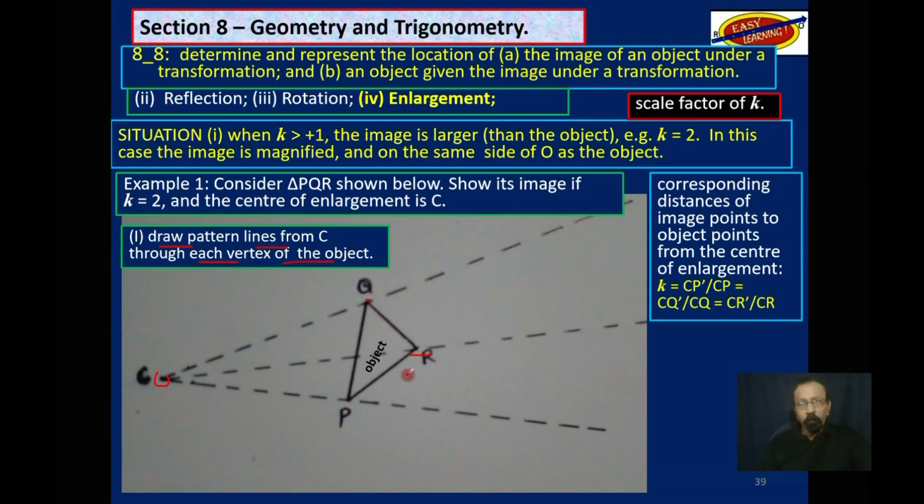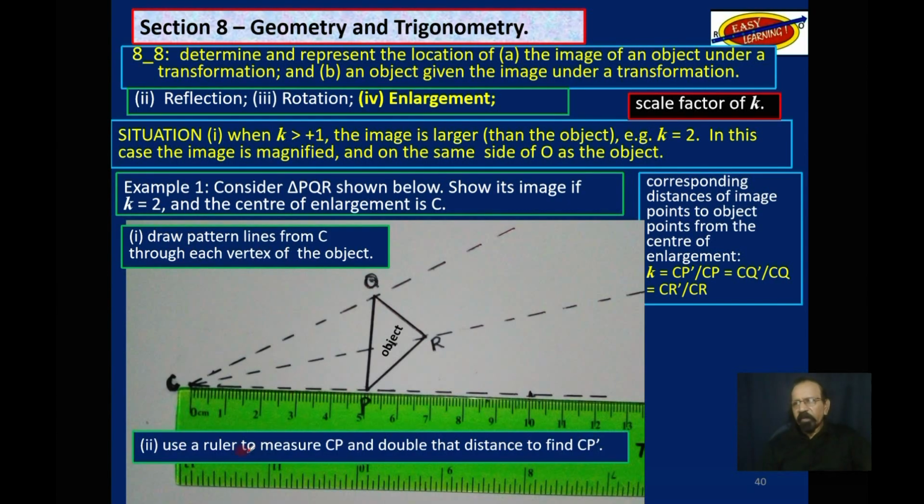Not to, but through. You must project them out over on the side because k is 2. The image will be larger than the object. Secondly, use a ruler to measure, say, CP, and double that distance to find CP prime. If from here to here is 5, from here to here is 5, you double that and you get to here, which would be 10. Because remember, we are using a scale factor of 2.